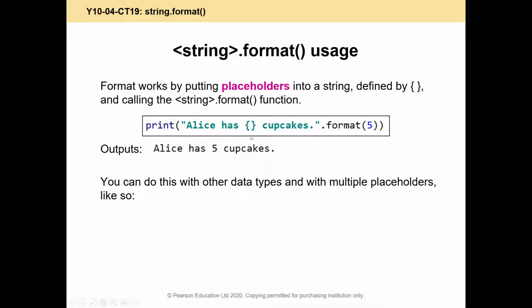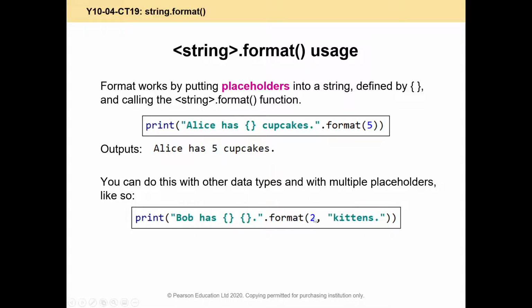That's nice and easy. The clever thing about doing this, because we could have just done "Alice has" plus str of 5 plus "cupcakes", is that if we do it this way, we can put multiple values in. So this is going to say, well, I'll pause it and you can tell me what it says. Yeah, so it's going to say Bob has 2 kittens, because this first parameter is going to go in here and this second parameter is going to go in here.